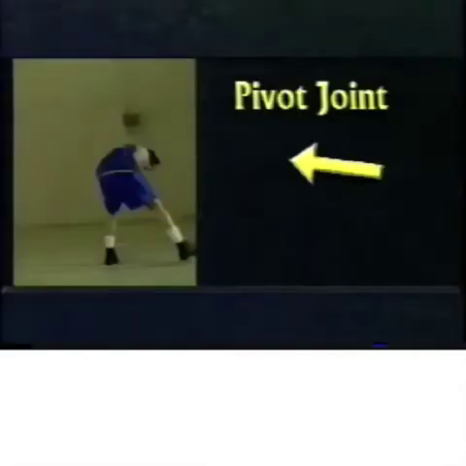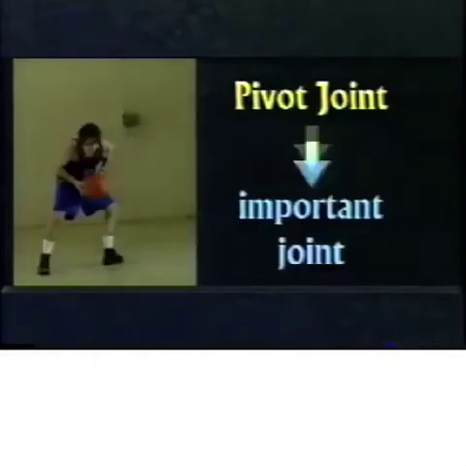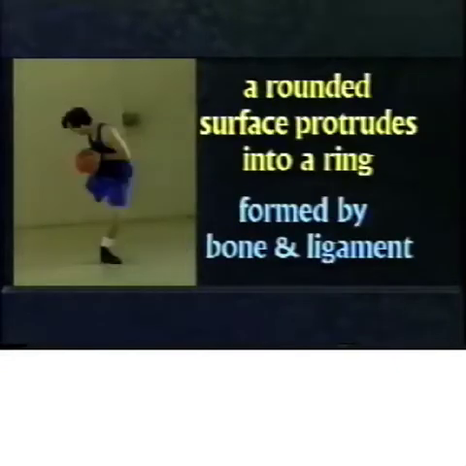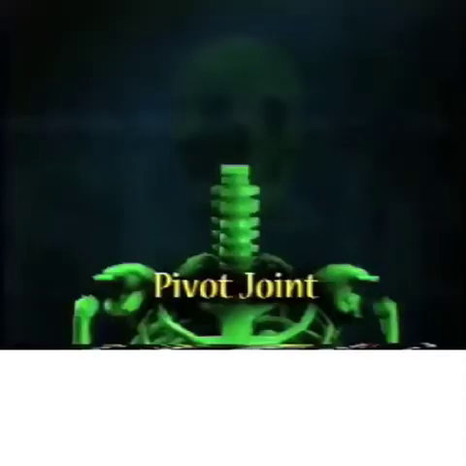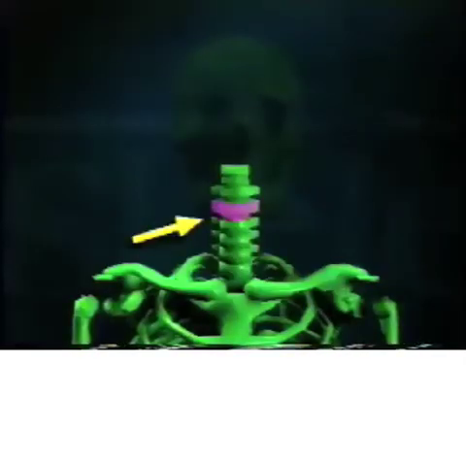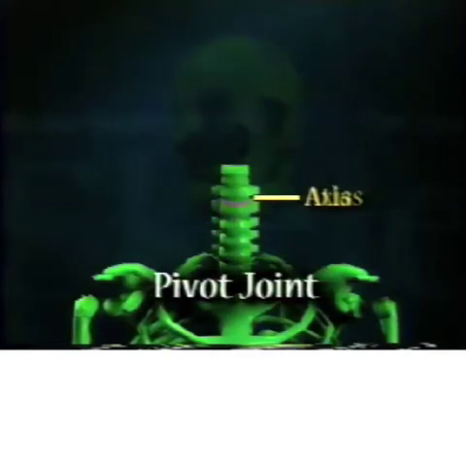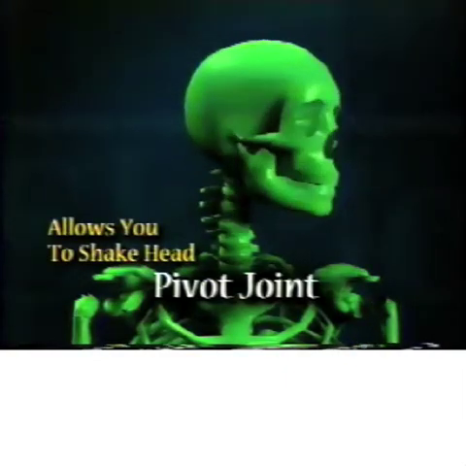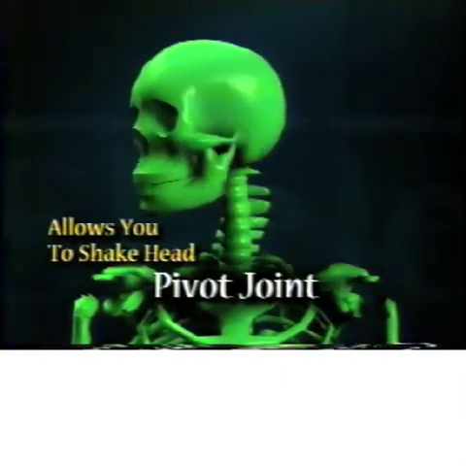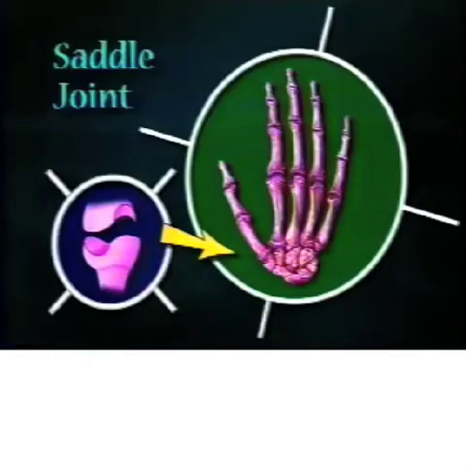The pivot joint is another important joint. It has a rounded surface that protrudes into a ring formed by a bone and ligament. Pivot joints are found between your first and second cervical vertebrae, called the atlas and the axis. Remember, your cervical vertebrae are located in your neck, and the pivot joint is the joint that allows you to shake your head no. The next major joint is the saddle joint.